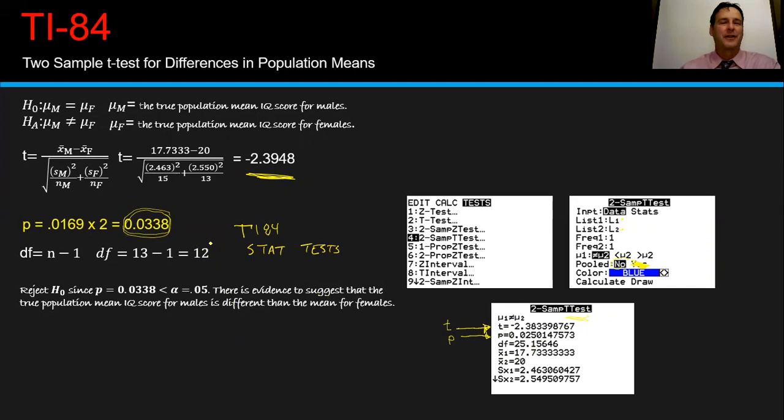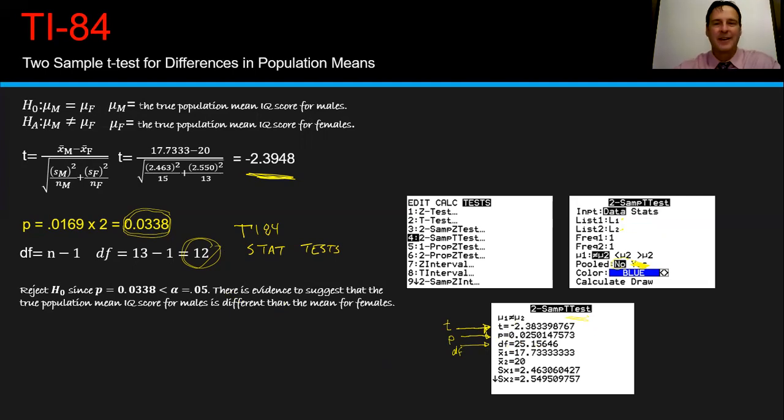We use a shortcut to find our degrees of freedom. We just pick 12. Now, is that really the way you're supposed to do it? No. In fact, when the calculator finds the degrees of freedom, it uses this, 25.156. That is my degrees of freedom for this problem, and that looks incredibly different from the 12 that we chose earlier.